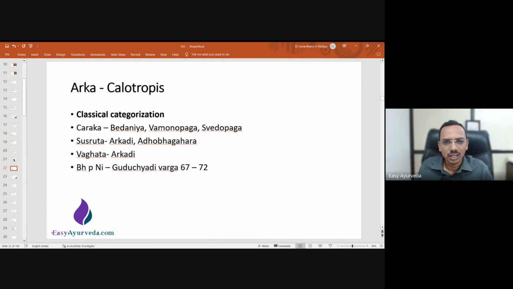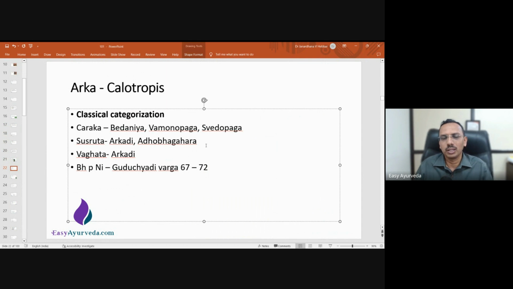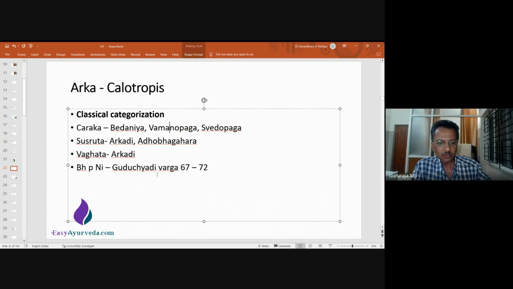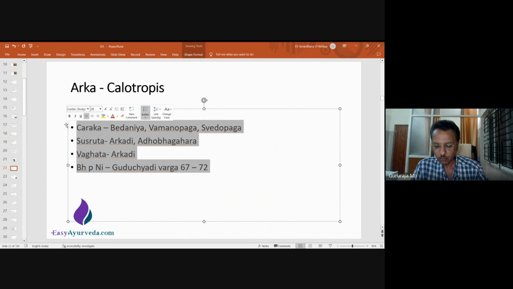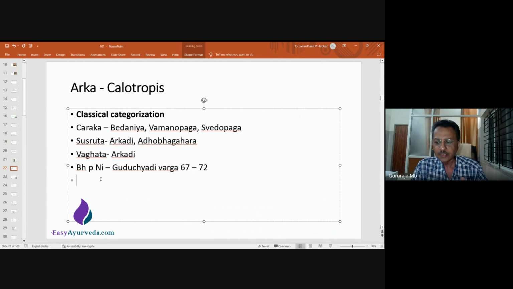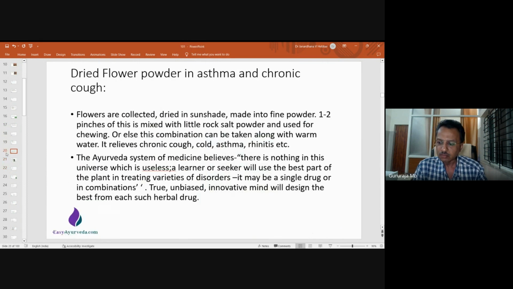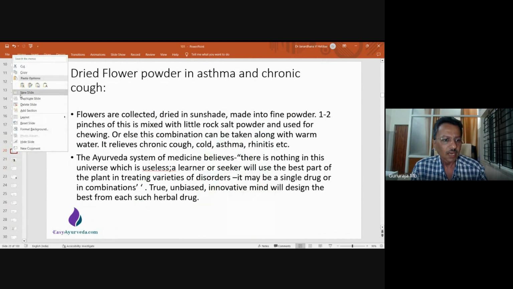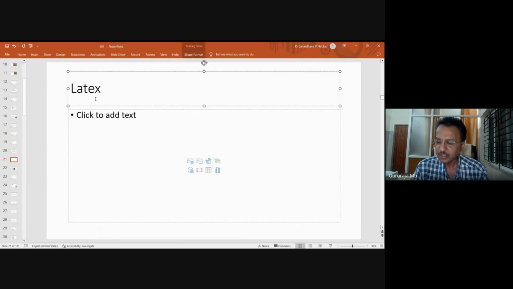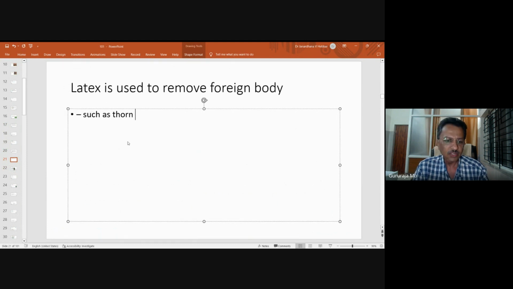Interesting that it is used as Vamanopaga, but one very important use, a very common household practice we have seen in folklore: wherever something enters into the sole of the feet and is not coming out easily, people use ksheera of this arka on that area, and it has enzymes which can easily break up the proteins nearby. That's why it easily removes the foreign body which is stuck in the skin. So that's why it's a common folklore practice.